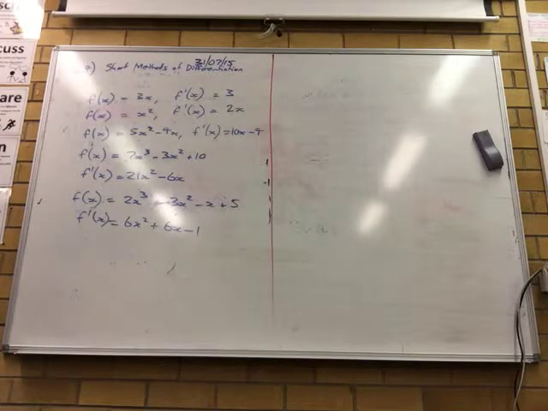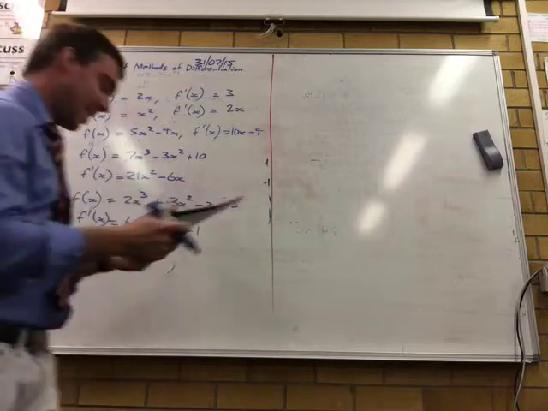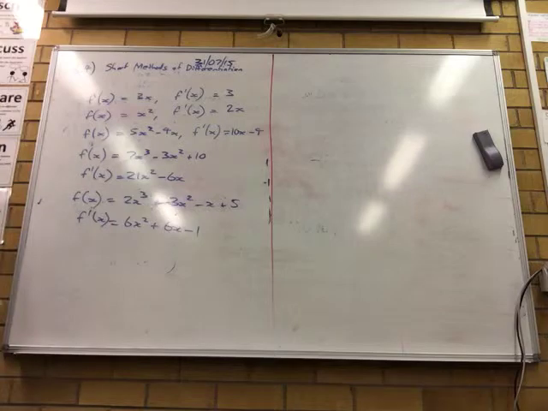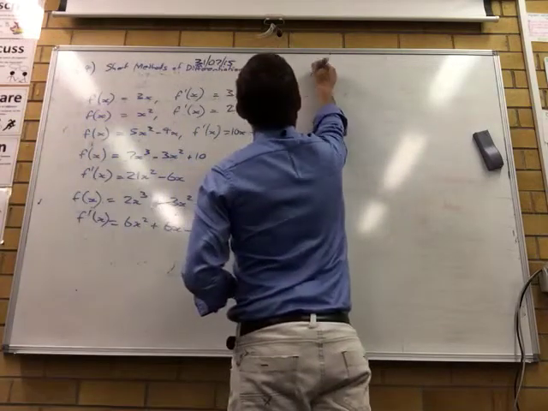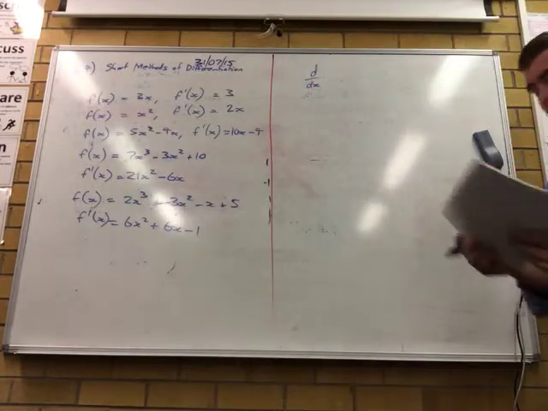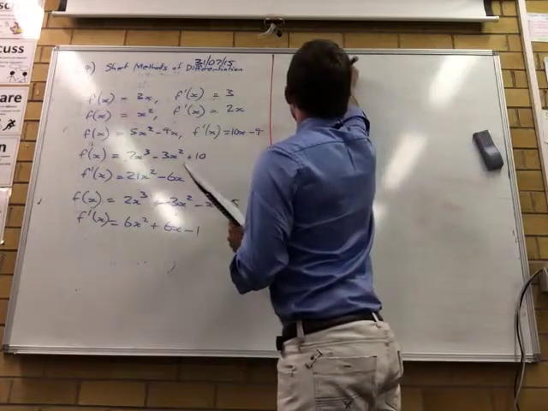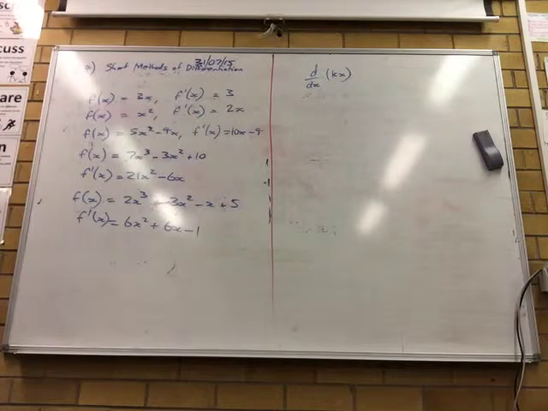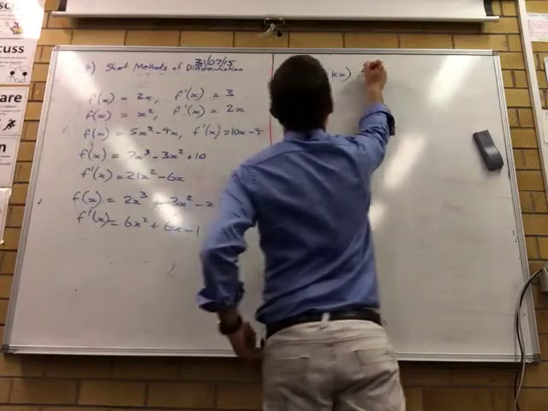Okay, so consider a straight line. The tangent at any point on that straight line is still the line itself. So d dx, that notation means you're differentiating, of some constant times x, just a straight line, is going to equal that constant number, isn't it?